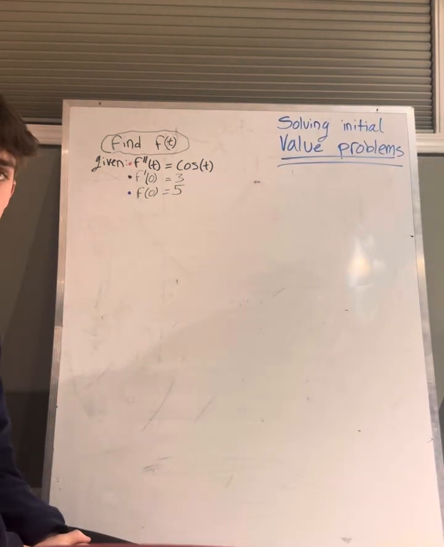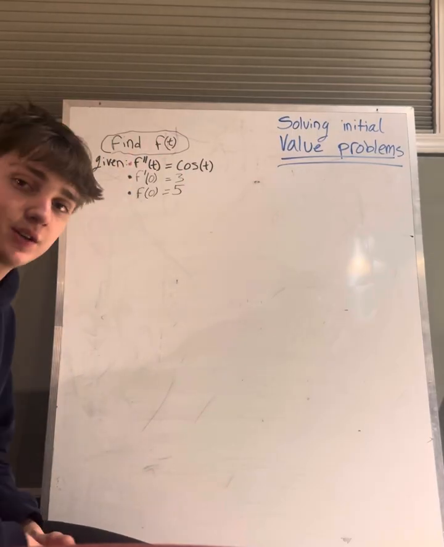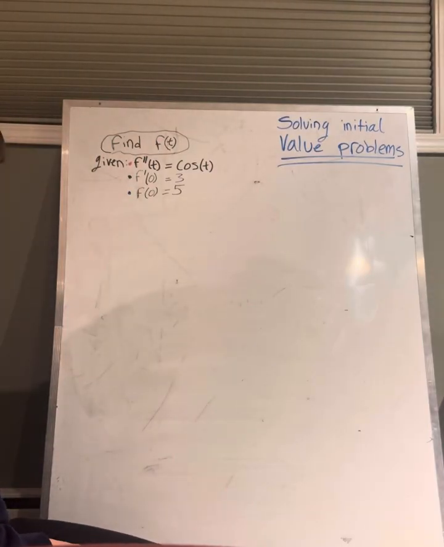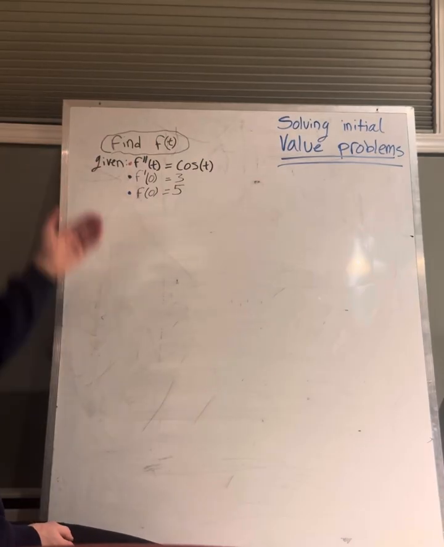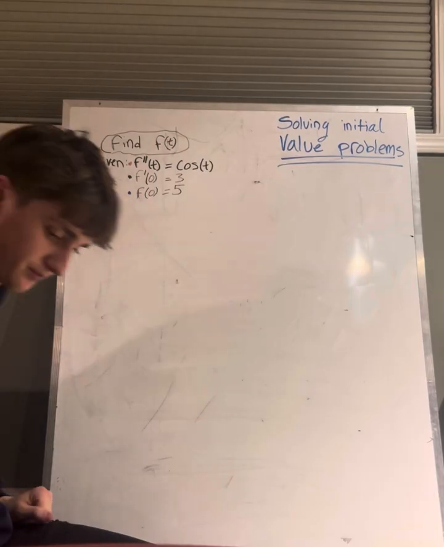Hello and welcome back to a quick Calculus 1 tutorial problem here about solving an initial value problem using antiderivatives and indefinite integration. Alright, so let's get started off on finding our function of t, given our second derivative of t, our first derivative at time 0, and our function at time 0.